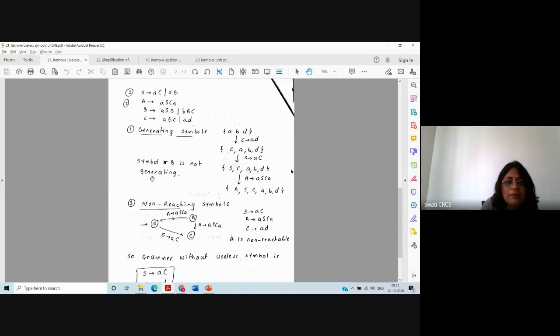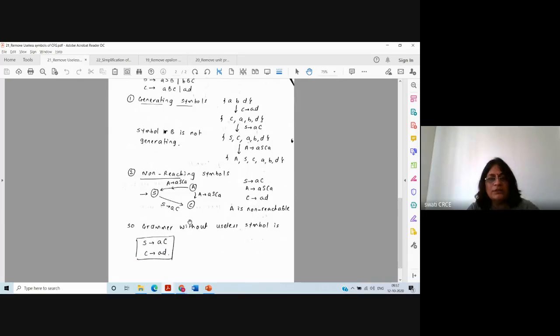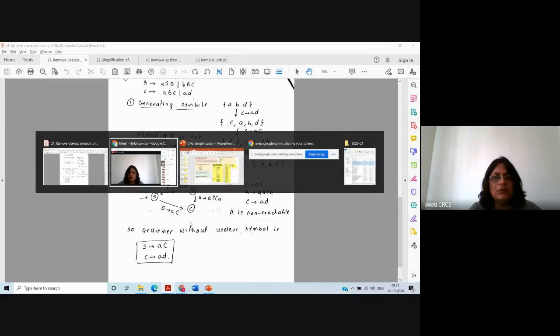See the resulting grammar. The resulting grammar is the input to the non-reachable symbols step, and for the resulting grammar you try to draw the directed graph. And from the graph you come to know whichever the symbol is the non-reachable symbol. So identify that and remove that also, and then rewrite this grammar. Okay, this way you can do this step.